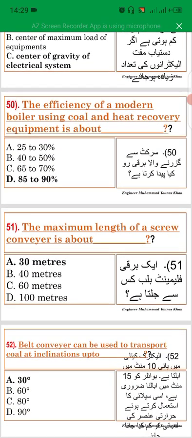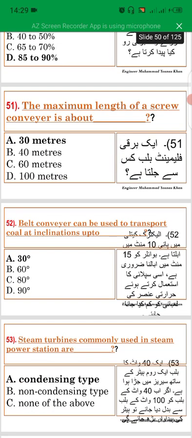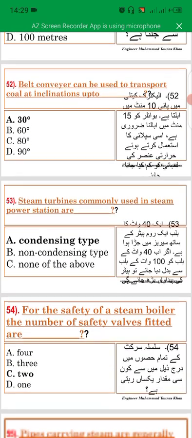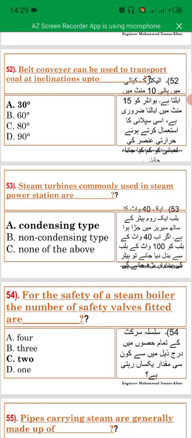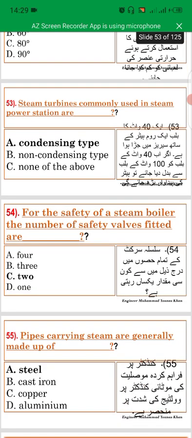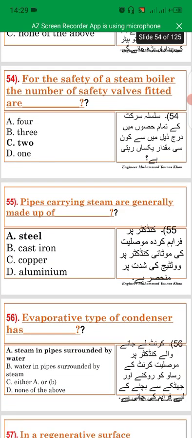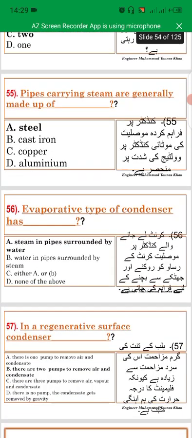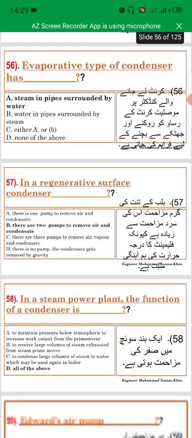The efficiency of a modern boiler using coal and heat recovery equipment is about 50 to 90%. The maximum length of a screw conveyor is about 30 meters. Belt conveyor can be used to transport coal at inclinations up to 30 degrees. Steam turbines commonly used in steam power station are condensing type. For the safety of steam boiler, the number of safety valves fitted are 2. Pipes carrying steam are generally made up of steel.